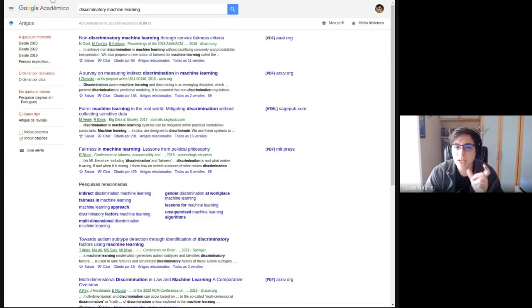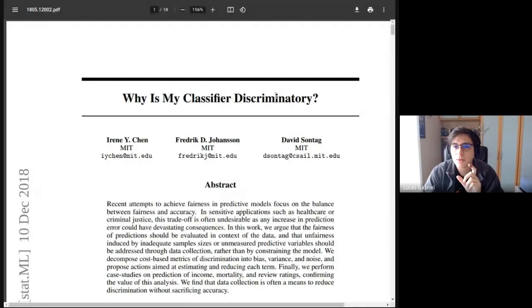And they have this idea about summarizing discrimination in one formula, and then trying to break this formula into three different pieces. And then with those three values, those parts of discrimination, we may tackle the problem.